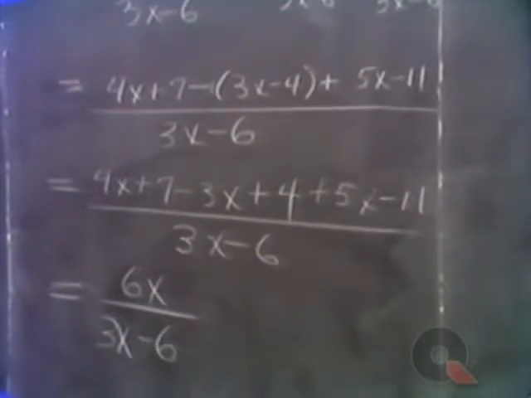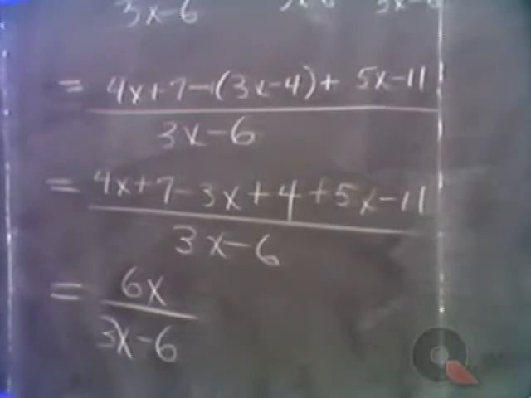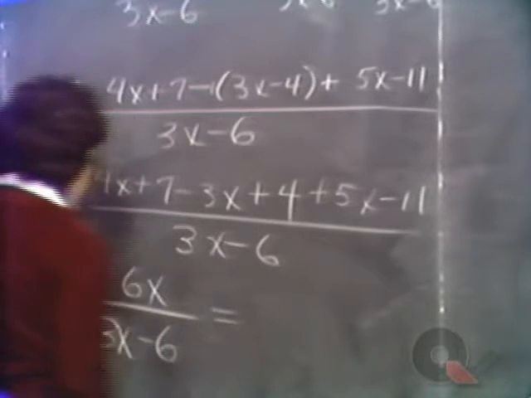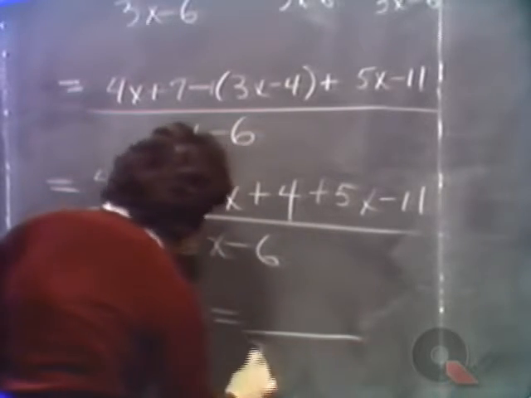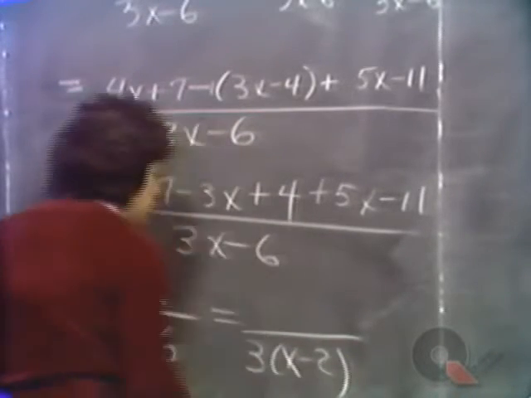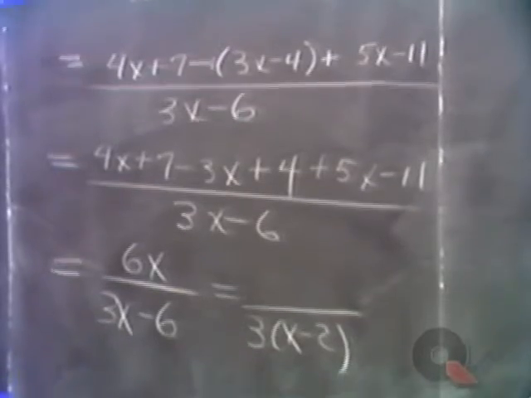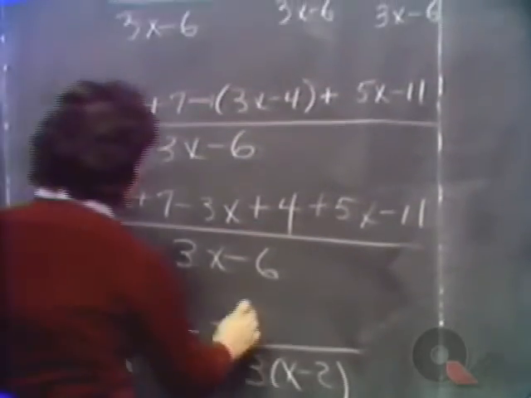Now if we are looking to write our answer in lowest terms, we do see that there is a factor that both the numerator and denominator have in common. The denominator can be written as 3 times x minus 2. 3 is a factor in the denominator. It is also a factor in the numerator.